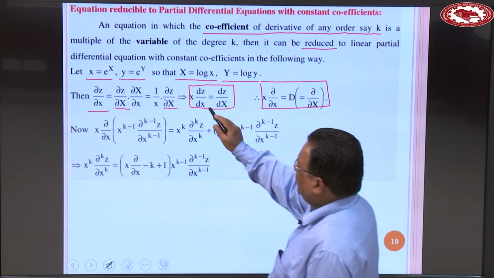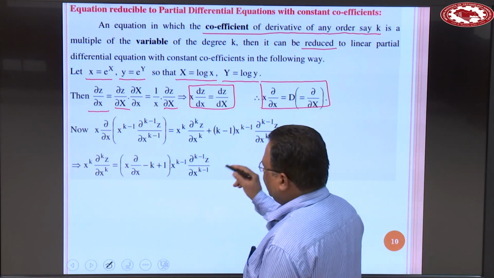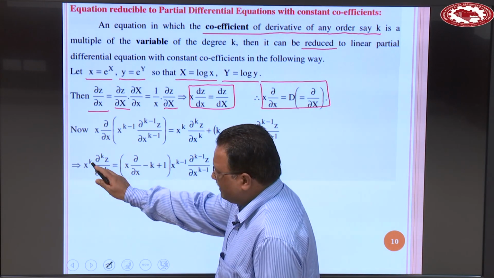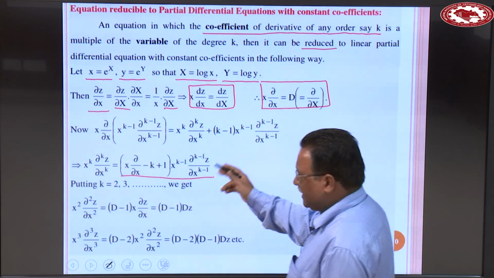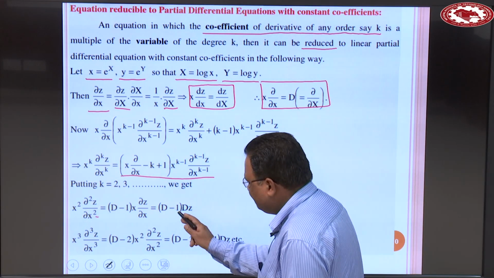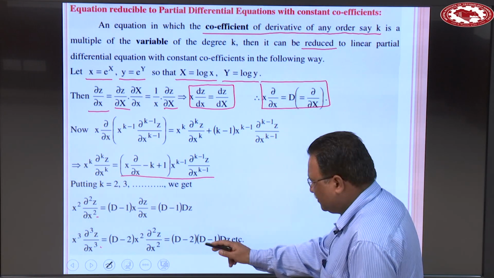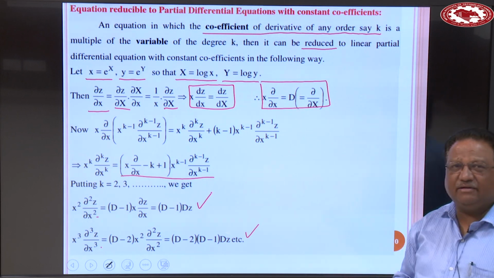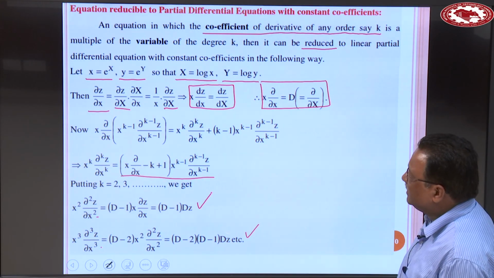ठीक है. तो देखिए ये किस टाइप से इसको आपने यहाँ पे सब्स्टिट्यूट करना है. जब आप एक और डिग्री लेके चलोगे, अगर k ऑर्डर का है और यहाँ जो कोफिशिएंट वेरिएबल है उसकी पावर भी k है, ठीक है, तो आपने उसको किस ढंग से इसको इलेबोरेट करना है. Okay. So when you put k is equal to 2, 3, 4 and so on, you will get x square curly square z over curly x square is D(D minus 1)z. x cube curly cube z over curly x cube means this D(D minus 1)(D minus 2)z. So like this way you can transform the given problem, which can be easily reducible to this linear partial differential equations with constant coefficients.